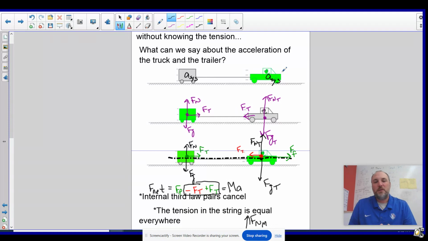Okay? So we'll take a look at a couple examples here in a bit, but that is Newton's third law.